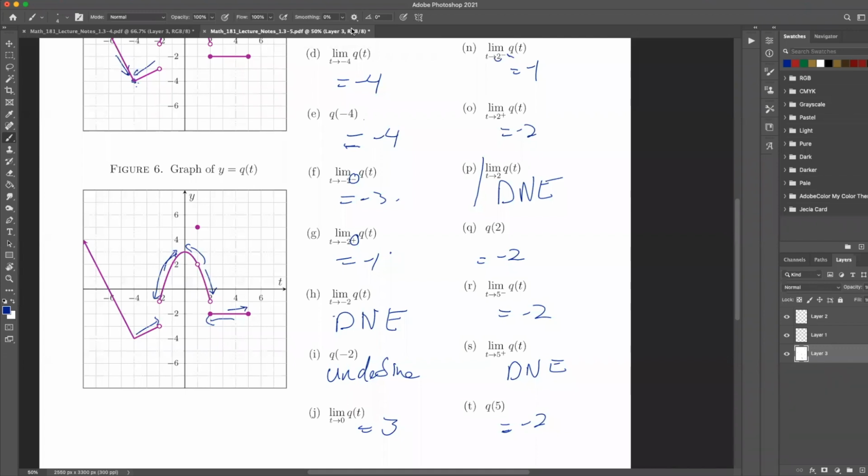Professor, I have a question. Yeah, go for it. How do you know which line to look at? Like, there's three lines there with all these dots, and if you look at, like, R, so going to 5 from the left... Wait a minute. Okay, yeah. Let's do this. I know exactly what you're talking about. So let's look at R real quick.